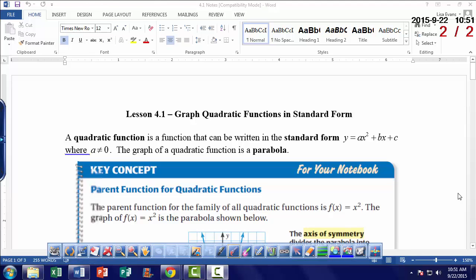Hello, today we're doing lesson 4.1. We're going to graph quadratic functions in standard form. Tomorrow we're going to graph quadratic functions in vertex form. So the same idea is going to happen with the graph, it's just the way they're represented in the equations is going to be a little bit different.